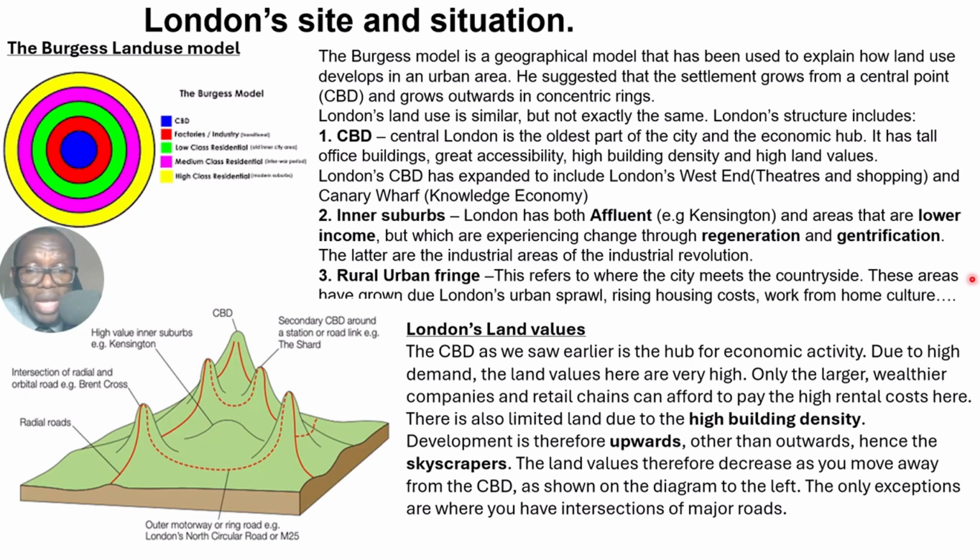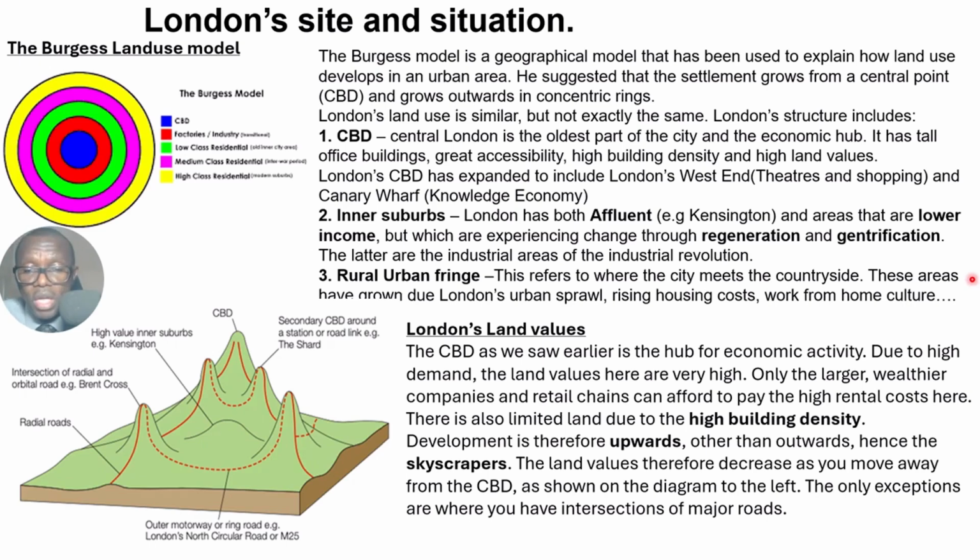Okay, and then we have the third one here, which is the rural-urban fringe. So this is the outermost part, and it refers to where the city meets the countryside. And these areas also in London have grown due to London's urban sprawl and housing costs that have been rising over time. And then, as we mentioned before, the work from home culture has also encouraged the growth of that rural urban fringe.